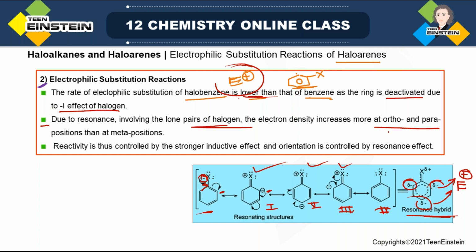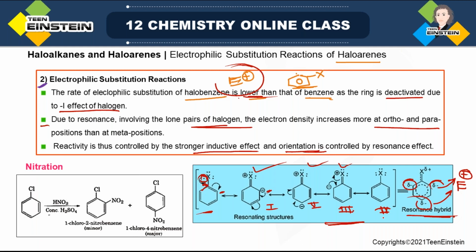But remember, they are deactivated. So reactivity is controlled by the stronger inductive effect. When you are considering how fast the reaction will occur, obviously you have to consider the minus I effect, and that is the reason that compared to the simple benzene ring, the speed of reaction decreases in halobenzene. But if you are considering orientation, not rate of the reaction, that is controlled by the resonance effect. And orientation means the position of the attacking reagent, the incoming electrophile. Is it ortho or para or meta? The answer is that it is the ortho-para position where the E plus will be attached. And the reason is that you can already see in these resonance structures that electron density is high at ortho and para position. So that is why it is ortho-para oriented.